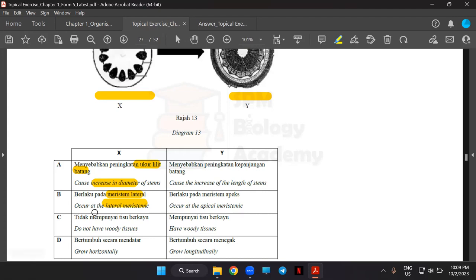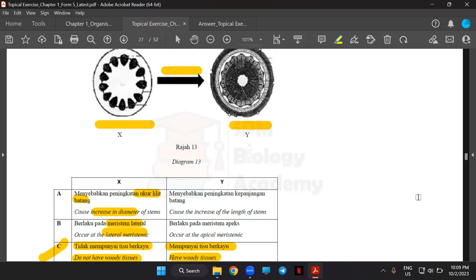So B also salah. Tidak mempunyai tisu berkayu. Do not have woody tissue. Betul. Tak ada woody tissue. Primary growth doesn't produce woody tissue. Mempunyai tisu berkayu, have woody tissue. Betul. Jawapannya ialah C. Bertumbuh secara mendatar, grow horizontally. Salah. Sepatutnya vertically ataupun longitudinally. Tinggi dia bertambah. So salah. So jawapannya adalah C. Okay, C is the answer. X ialah primary growth. Y ialah secondary growth. Okay.